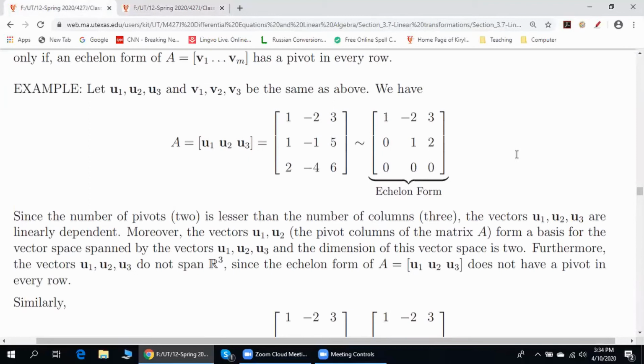So you said it didn't have to be a square matrix. Yes. But if it was a rectangular matrix, then wouldn't it be impossible to have a pivot in every column? Very good point. If the number of columns is bigger than the number of rows, these vectors are automatically dependent. Absolutely. Other questions?